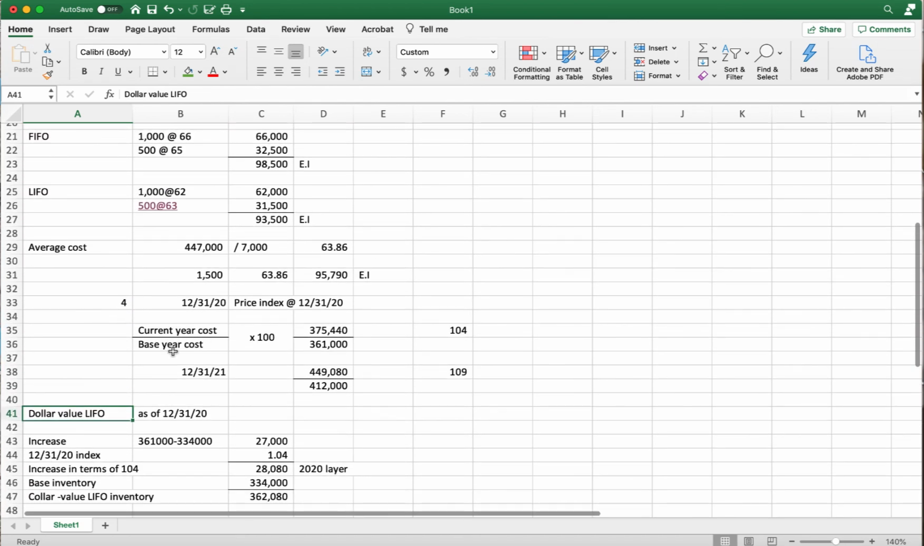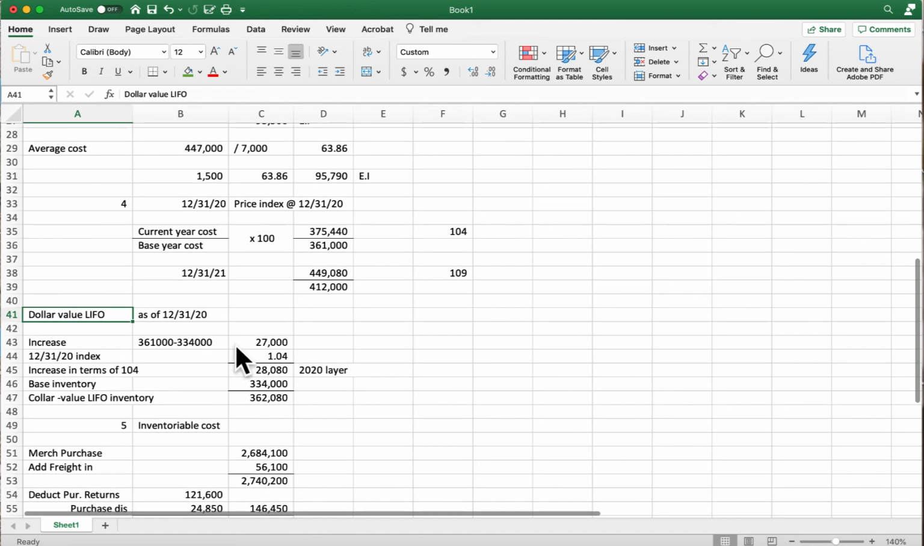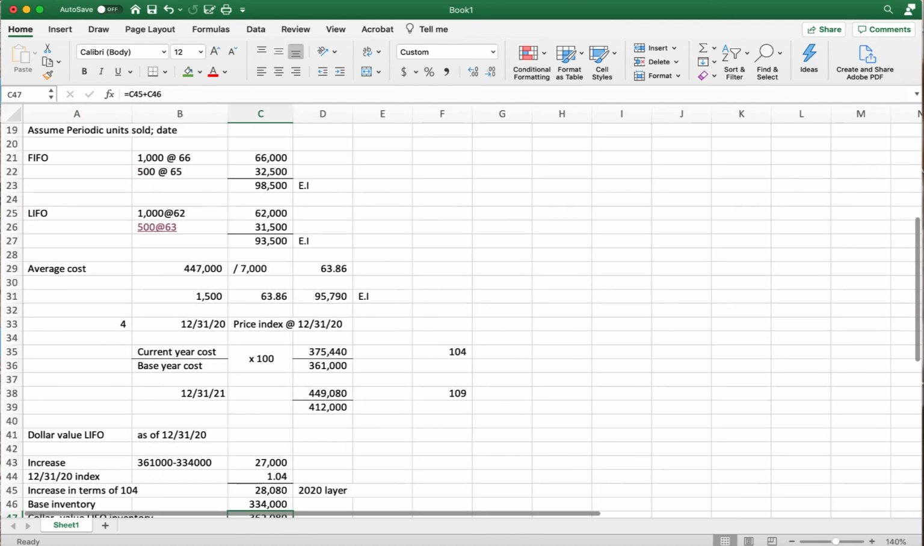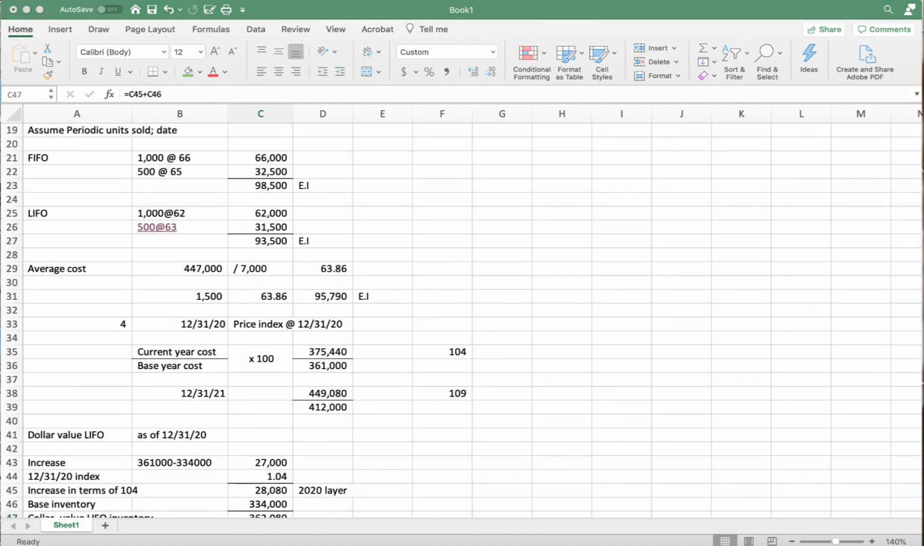Okay, so that's how we do the dollar value LIFO, which is first calculating what our price index is, and then calculating what the increase was of our base year, multiplying the price index by that, getting my increase in terms of, in this case, the price index of 104. I take my base inventory and I add that increase, and I get my dollar value LIFO inventory. Okay, so hopefully that should help you out with your homework.